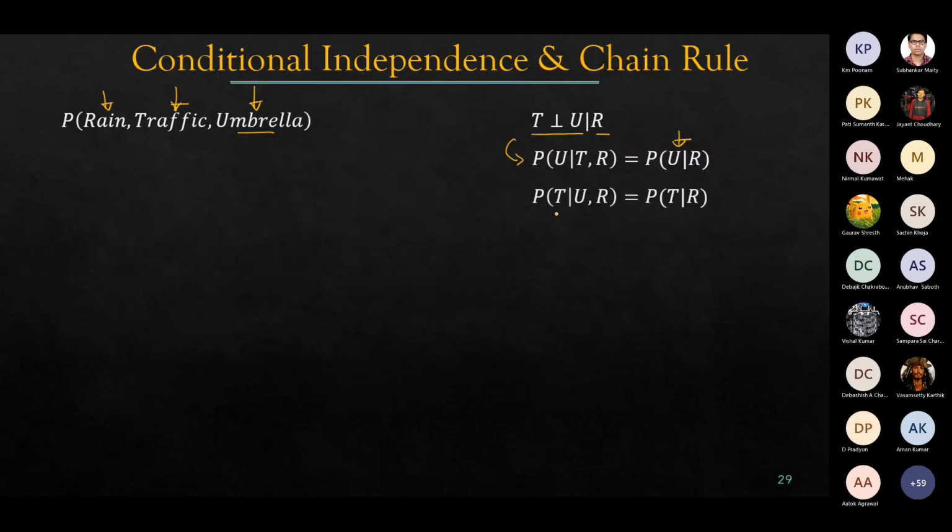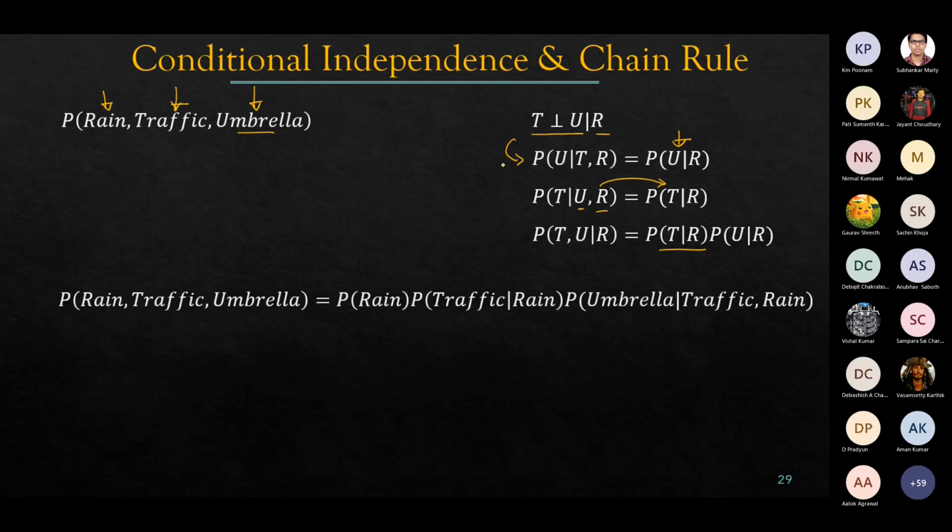And similarly, we can write the probability of traffic given umbrella and rain. It only depends on rain. So that's why you can rewrite this as probability T given R, traffic given rain. And probability U given R can be written likewise. So this follows from the axioms that we have written earlier, right?